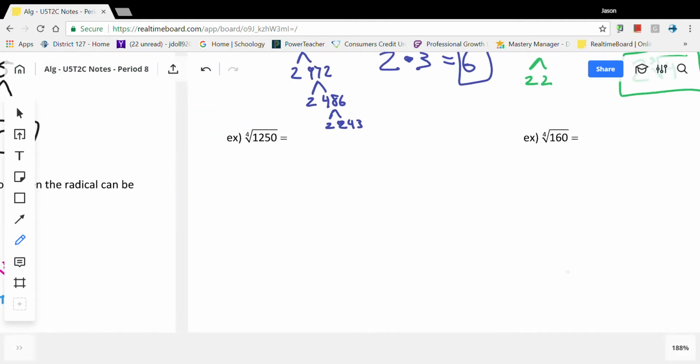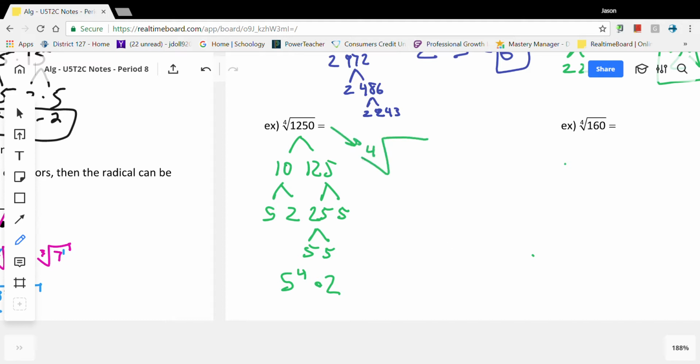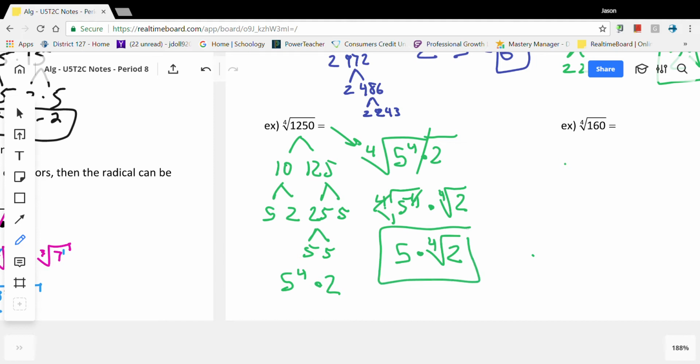All right, a couple more here. 1250. Let's get this started a little bit bigger with 10. We can see it ends in a 0, so it's divisible by 10. That can break down to 5 and 2. I can go 25 and 5, and this can go 5 and 5. So you can see what I have here is 5 to the 4th times 2. I can rewrite that as the 4th root of 5 to the 4th times 2, split my radical, 4th root of 5 to the 4th times the 4th root of 2. The 4th roots cancel, leaving me with 5 times the 4th root of 2.